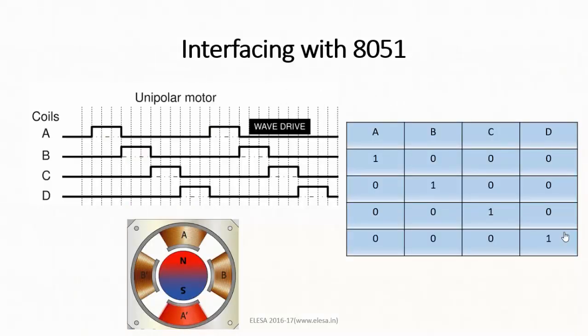So let us now try to interface the stepper motor with 8051 microcontroller. Here is the excitation table for the wave stepping. As we saw, only one phase was activated at a time. So first A, then B, then C, then D will be on, and this process will continue. So writing the table for the same, first A is made 1 and the rest all are 0, then B is 1, the rest all 0, then C is 1 and then D is 1, and this process will continue.